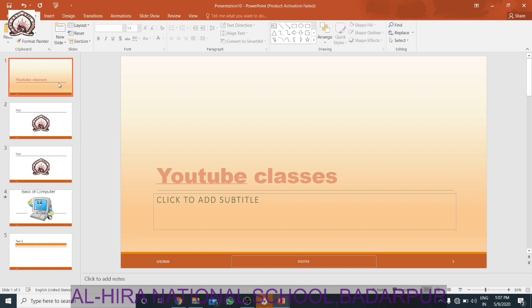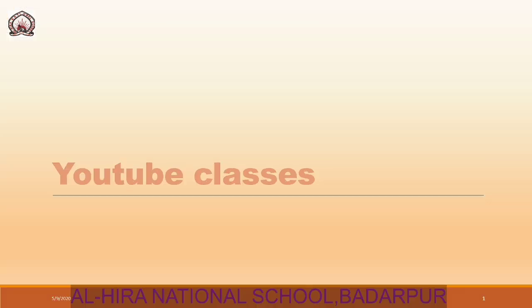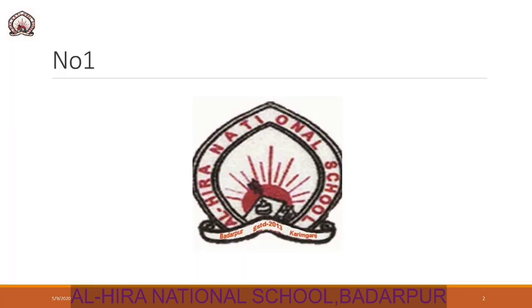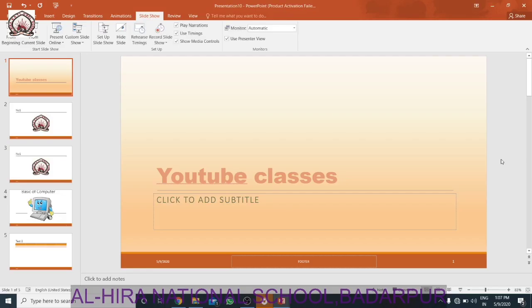A slideshow can be started in many ways. One way is, see here, we'll click on Slide Show. If you click on From Beginning, you can see the slideshow has come at the beginning, and then we'll click on the next button, or if you click the mouse, it will go to the next slide and will go on showing the next slides. This is one way.